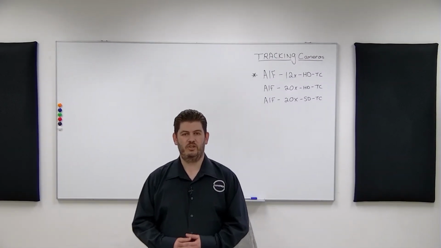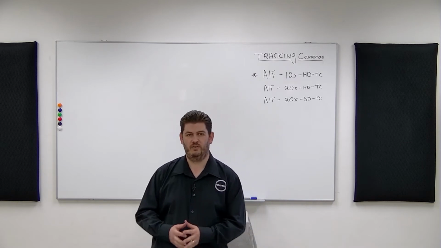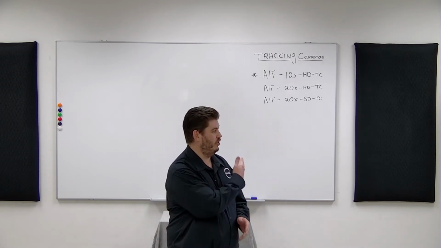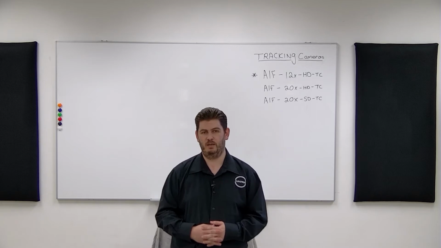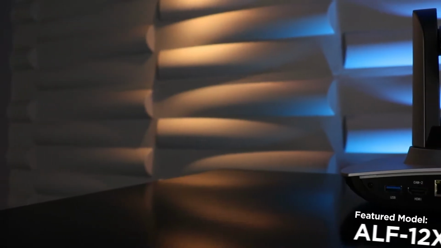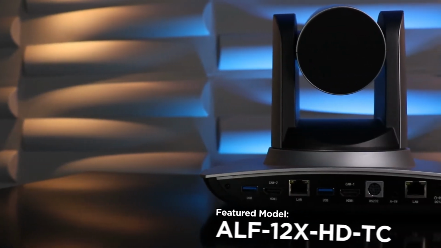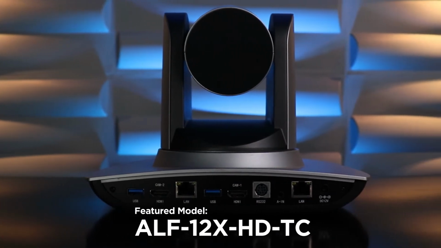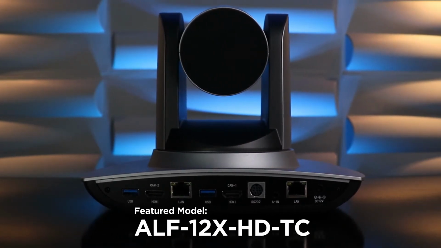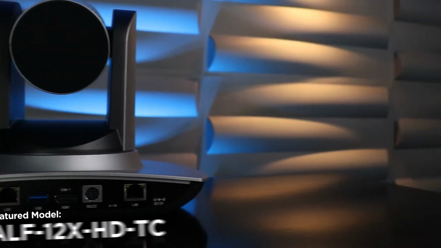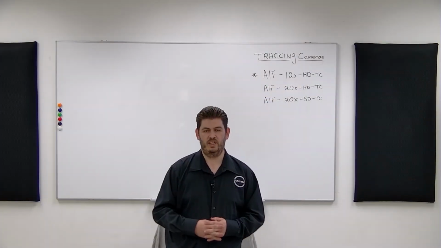Today we'd like to show you a small demonstration of our Alfatron tracking cameras. As you can see on the board behind me, there's three models available. There's a 12x and a 20x version available that features an HDMI output, USB output, as well as a network interface that all our PTZ cameras have.